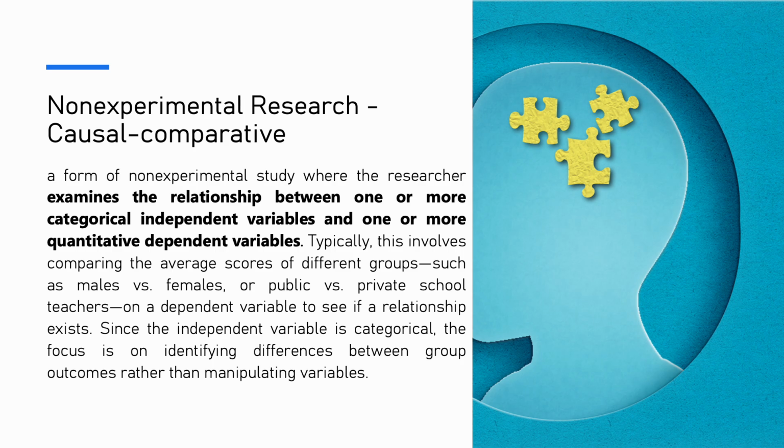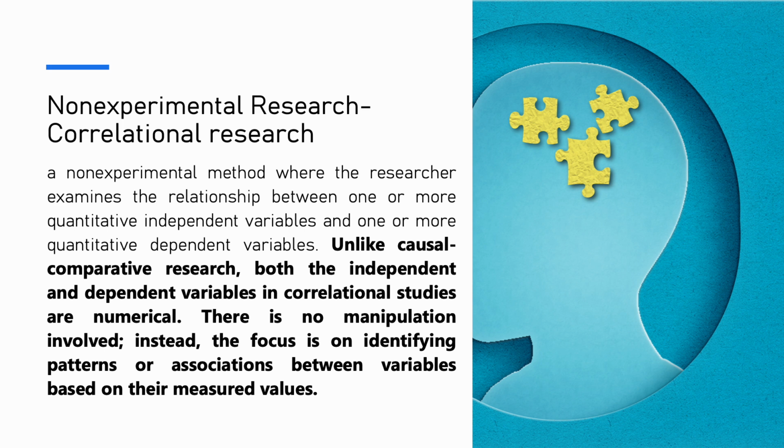For example, comparing males and females or public and private school teachers on a particular dependent variable to see if a relationship exists. Another important type of non-experimental research is correlational research. In this method, the researcher examines the relationship between one or more quantitative independent variables and one or more quantitative dependent variables. Unlike causal comparative research, where the independent variable is categorical, correlational studies involve numerical data for both variables. There is no manipulation involved in correlational research. Instead, the focus is on identifying patterns or associations between variables based on their measured values. For example, a researcher might explore whether there is a relationship between students' study hours and their academic performance.